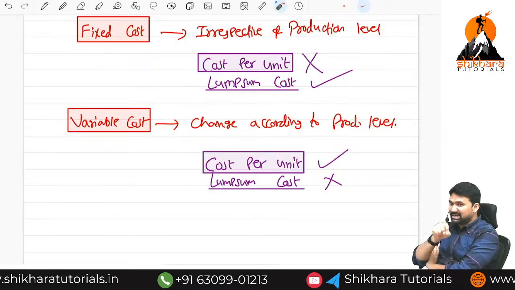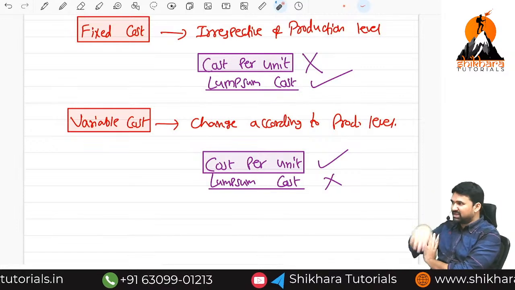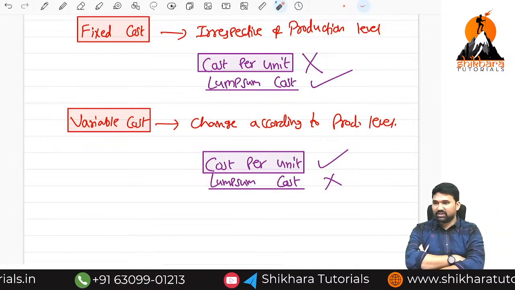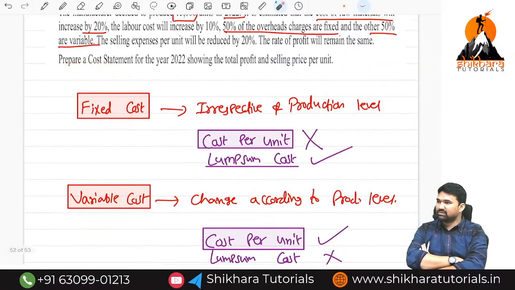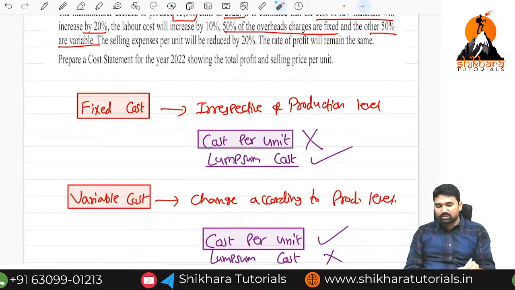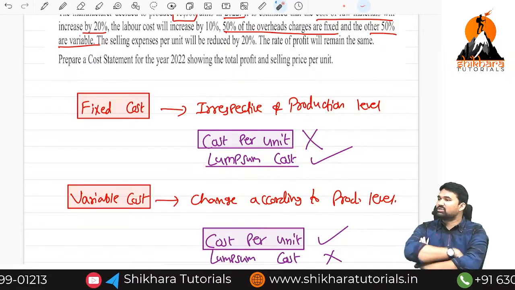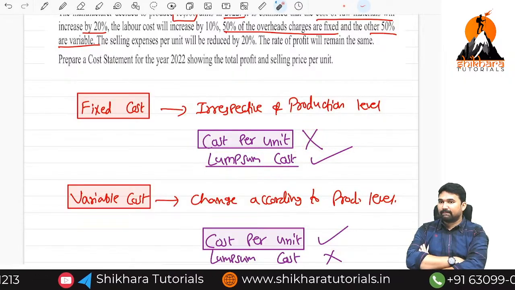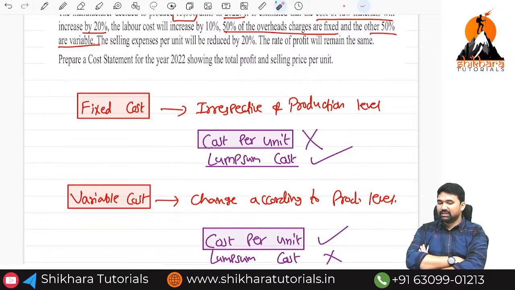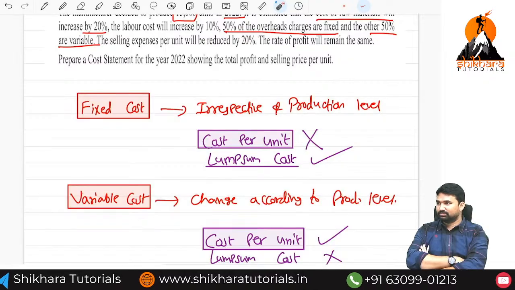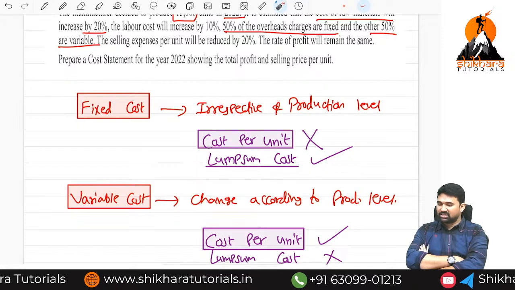Cost per unit is same. Cost as a lump sum is not same. If you increase, it will increase. If you decrease, it will decrease. That is the nature of variable cost. In case of fixed cost, cost per unit is not same. Only lump sum is same. Cost in total is fixed. That is why it will be called as fixed cost. Cost in total is fixed, but cost per unit is not fixed.